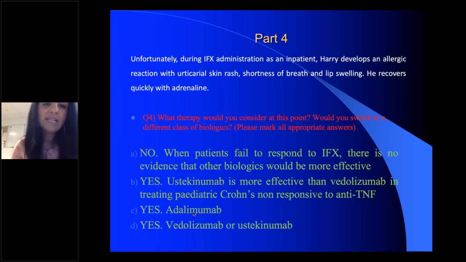So unfortunately, during the infliximab infusion that he comes in for, he then develops an allergic reaction, which I told you that patients can sometimes get. He gets a skin rash, shortness of breath, and lip swelling, so really quite bad, and we end up giving him adrenaline, hydrocortisone, and Piriton. So the question to you is, what therapy would you now consider at this point? Would you switch to a different class of biologics? And I've put here, to give you a clue, there may be more than one answer. Please mark all appropriate answers.